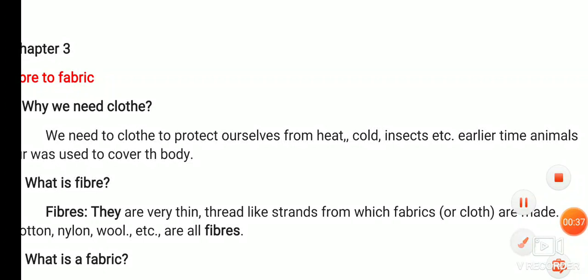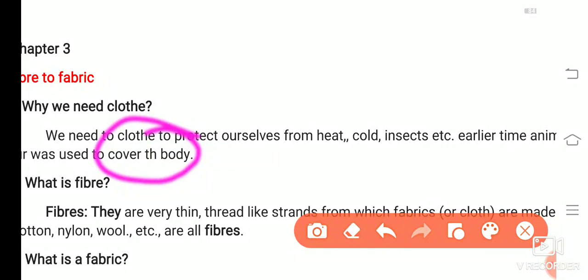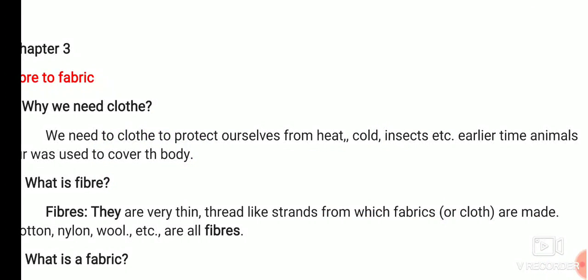In earlier times, people used animal fur to cover their body, right? So why do we need clothes? To protect ourselves from heat, from cold, from insects. And in the ancient era, humans covered their body with animal fur, right?